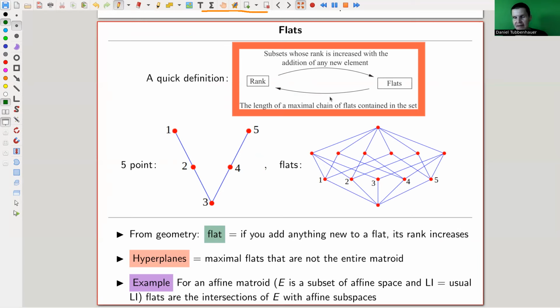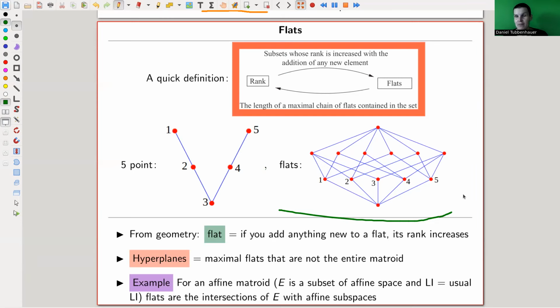Here is the notion of a flat, and we'll do flats in the next video because they're fun. But essentially, here's the way to define them, a quick definition coming from the rank. The flats are the subsets whose rank increases with the addition of new elements. Call those guys flats. And they usually form a nice structure, which I will discuss in the next video. But I already have some pictures here, so we go through this. But anyway, this is the definition of a flat. If you add something, the rank increases. Well, that's called a flat.